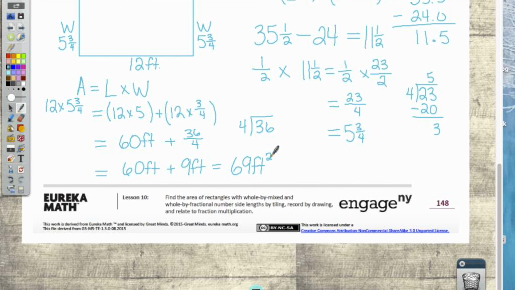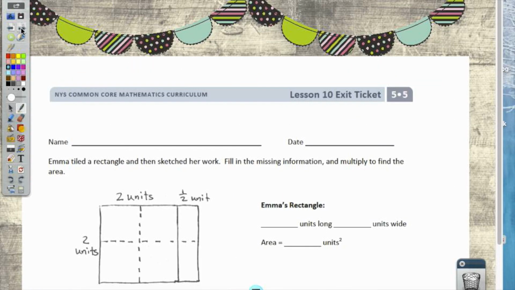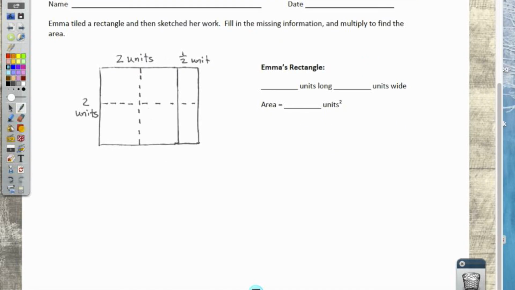Okay, let's look at the exit ticket. I like this kind of math. Fractions and mixed numbers. It just makes me happy. Am I weird? Right. So here's what the kids did. They went ahead, and I want you to go ahead and label with your ones and your halves, okay? So go ahead and do that now.